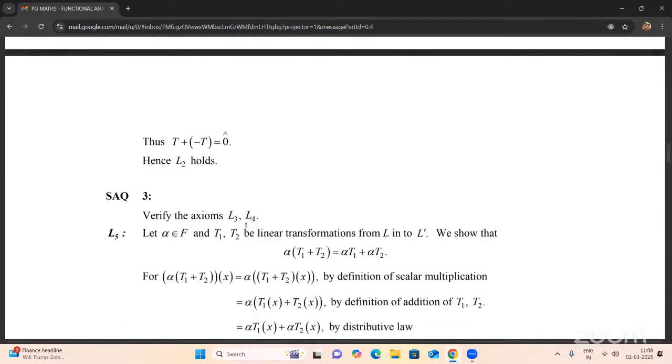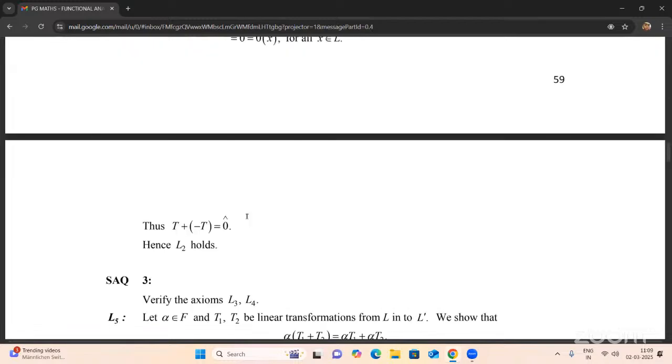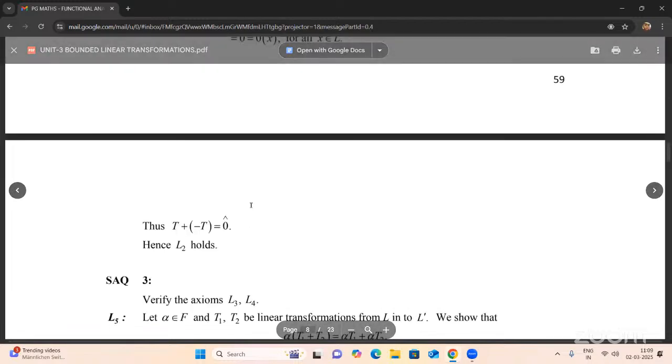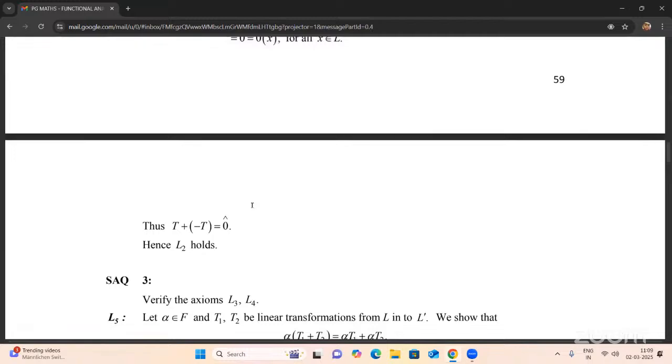And in the same manner, L3 and L4 are there. L3 is the associative, and L4 is the commutative. So there are two conditions here. T1 plus T2 plus T3. Again, L3 is also there. So again, T1 plus of T2 plus T3 and T1 plus T2 of plus T3.